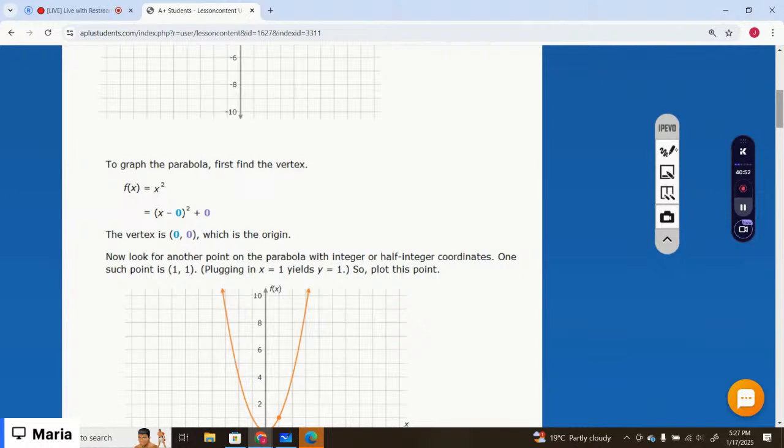So you need to find the vertex first. So let's just put x, y, 0, 0 in the graph. So when you put x equals 0, you're left with the vertex is 0, 0. That means the graph is passing through the origin.